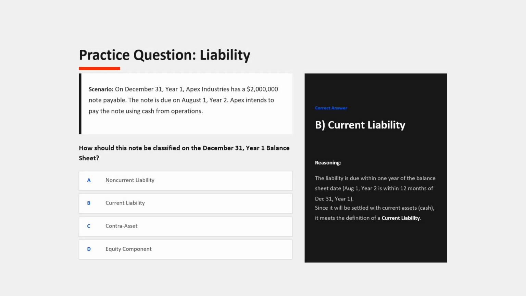Here we have another question for liability. On December 31st, year 1, PEX Industries has a $2 million note payable. It is due August 1, year 2, so less than a year. They intend to pay the note using the cash from operations. Since it will be settled with the current assets, which is the cash, it is going to be a current liability.